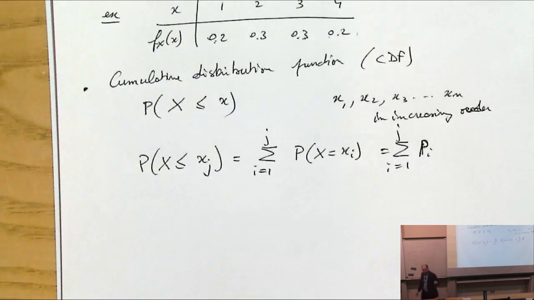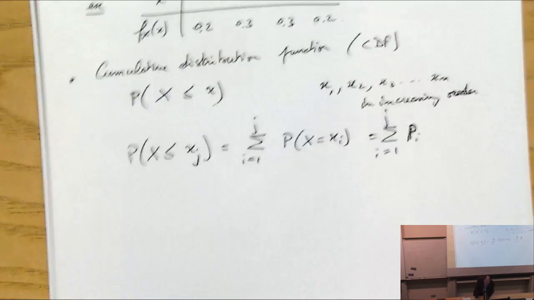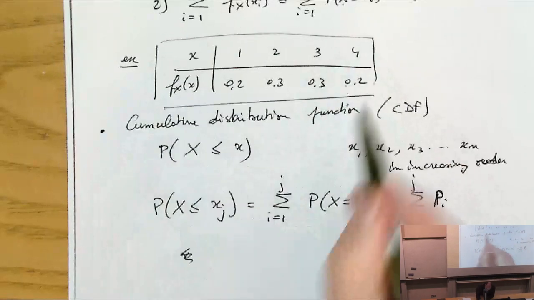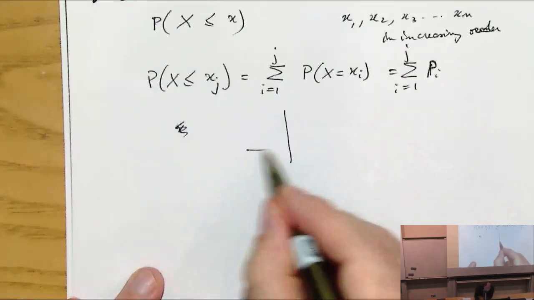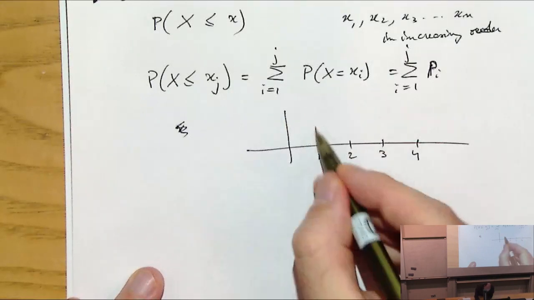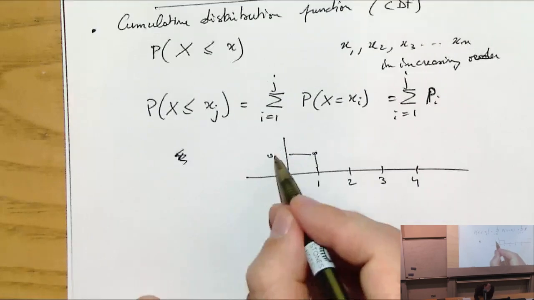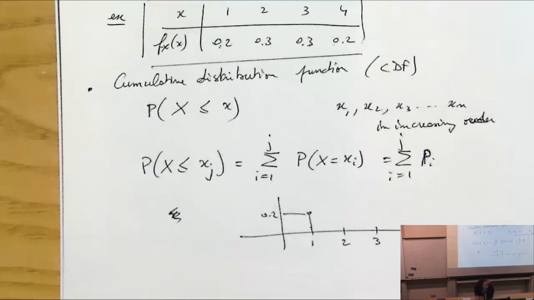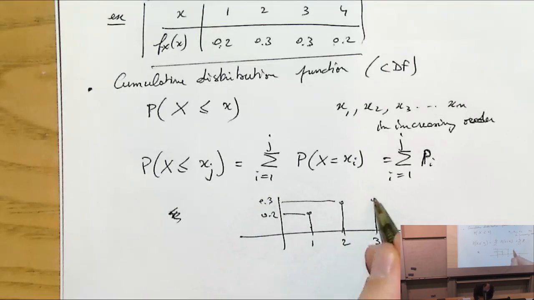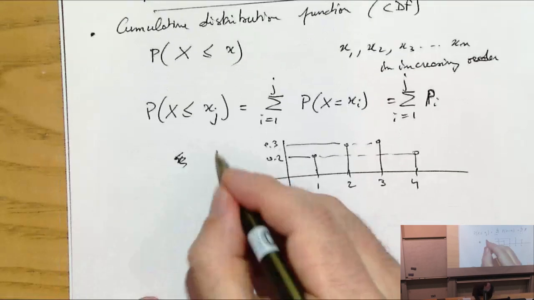The values are in increasing order, and what you're looking at is the probability that x is smaller than or equal to a certain value. So for instance, if I take again this example here, if I draw the PMF, the probability mass function, what do I have here? I have 0.2, 0.3, 0.3, and 0.2. This is my probability mass function.